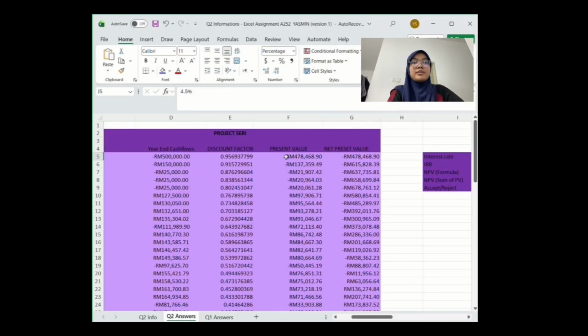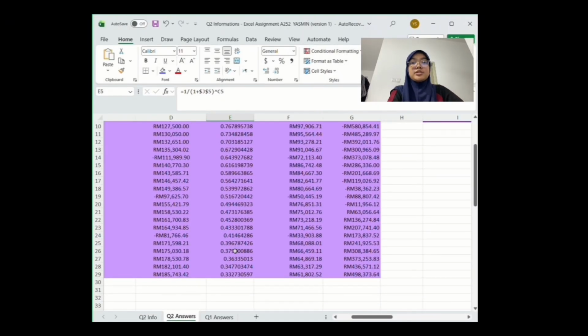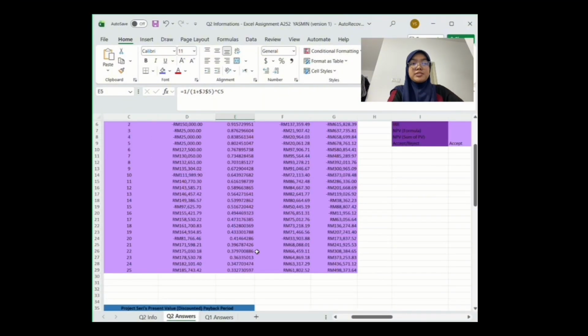To illustrate, year 1 yields a discount factor of 0.9569. Notice how this factor drops year after year, illustrating that future cash flows carry lower purchasing power today.